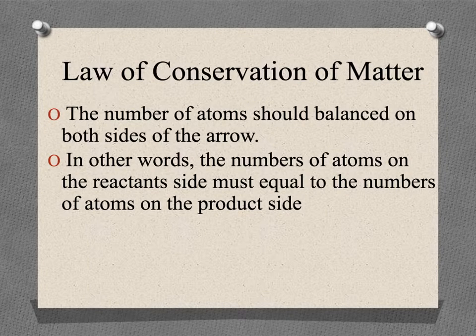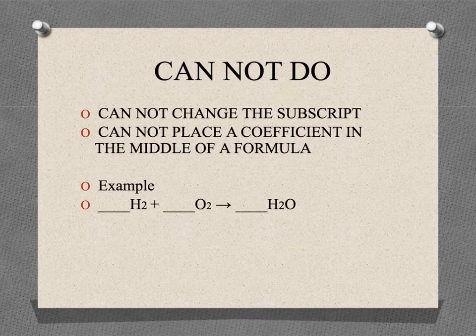So again, let's remind ourselves. The law of conservation of matter states that the number of atoms should be balanced on both sides of the arrow. In other words, the number of atoms on the reactant side must equal the number of atoms on the product side. Now, when you balance a chemical equation, there are certain things you cannot do. One, you cannot change the subscript, because if you change the subscript, you change the compound. And two, you cannot place a coefficient in the middle of a formula.